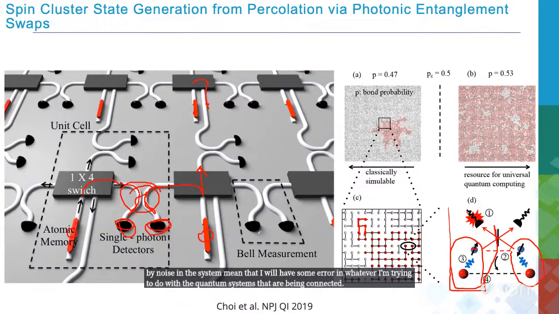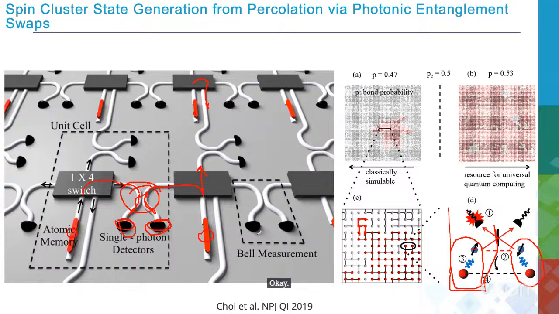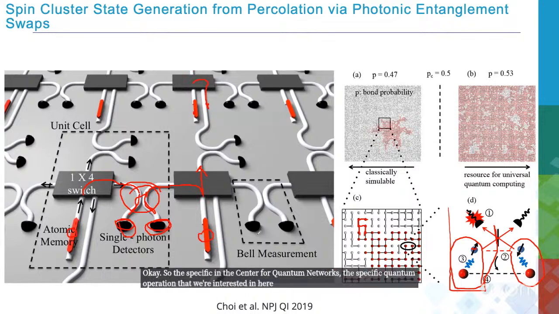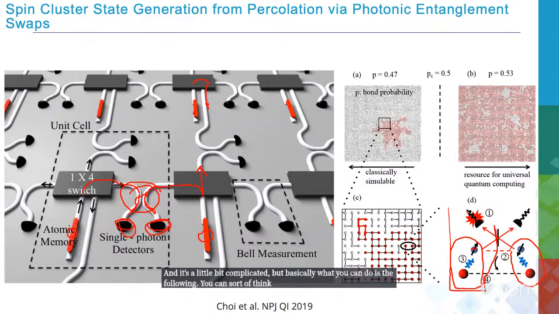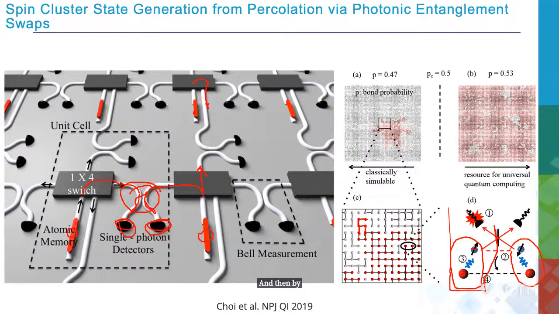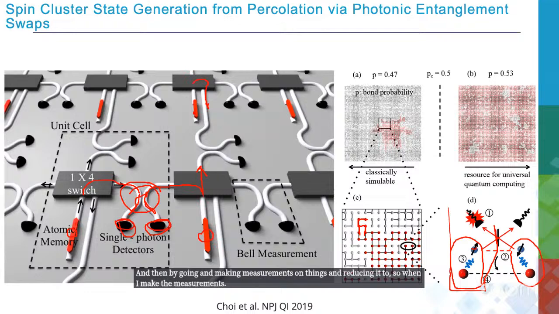Okay, so in the Center for Quantum Networks, the specific quantum operation that we're interested in here is what's called entanglement distillation, and it's a little bit complicated, but basically what you can do is the following. You can sort of think of what I'm doing here as creating a bunch of redundant copies of entanglement, okay, in this big cluster state. And then by making measurements on things, I actually get to read out the state. And I can see basically if things are entangled or not, right?